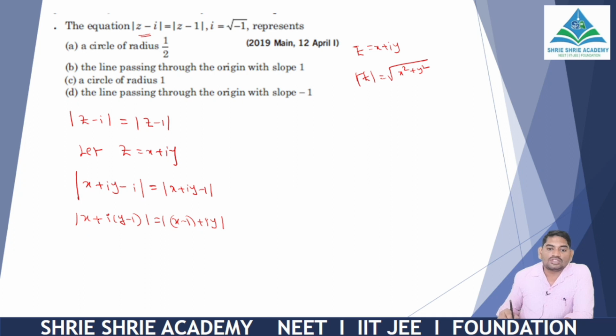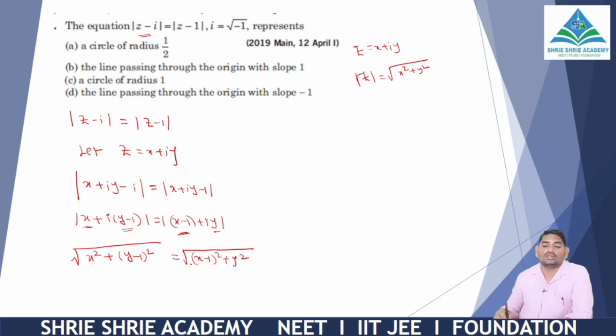Similarly here, on the left side the real part is x and the imaginary part is y − 1. On the right side the real part is x − 1 and the imaginary part is y. So we can apply the same formula here. We get √(x² + (y − 1)²) on the left, and on the right √((x − 1)² + y²). So take squaring on both sides, then simplify.